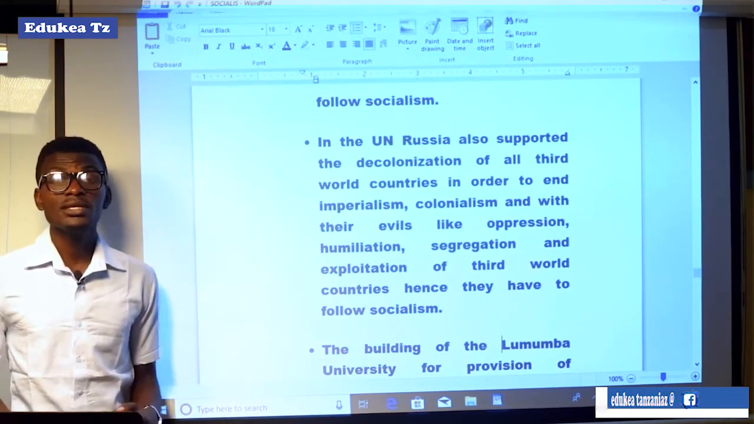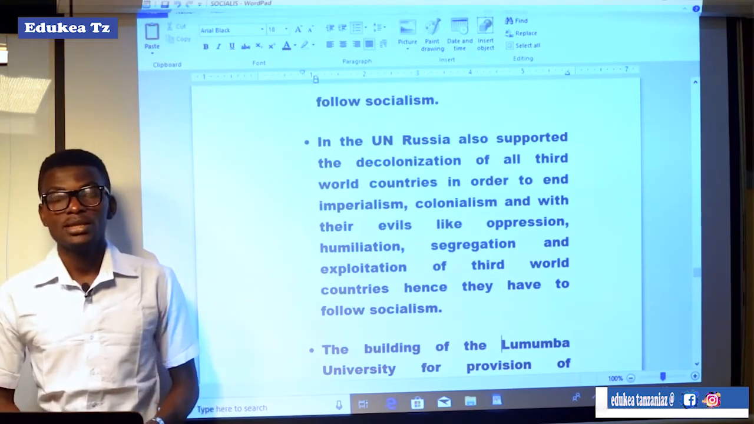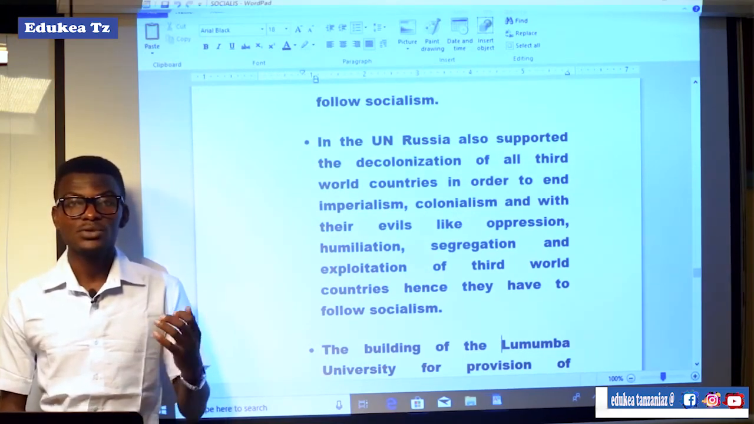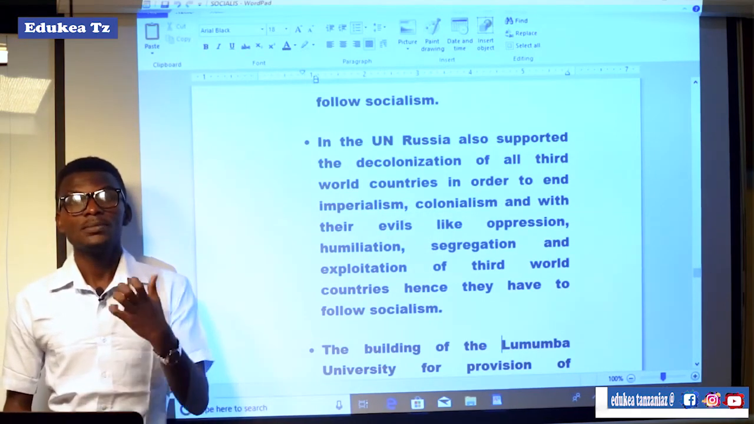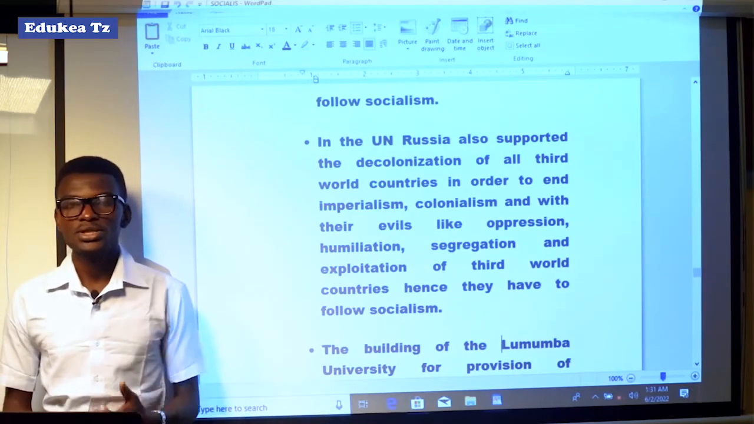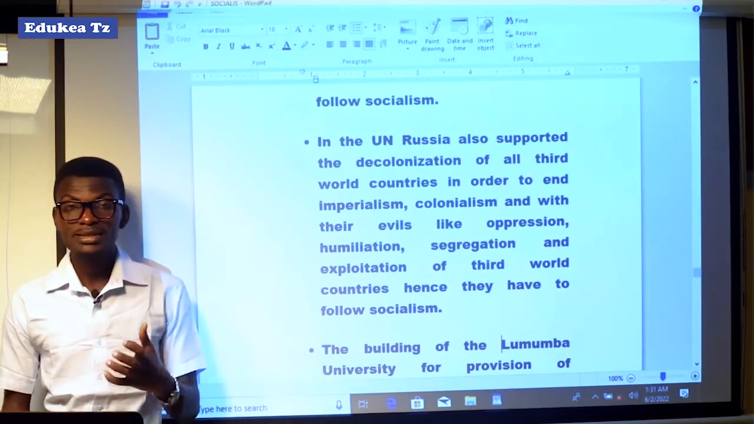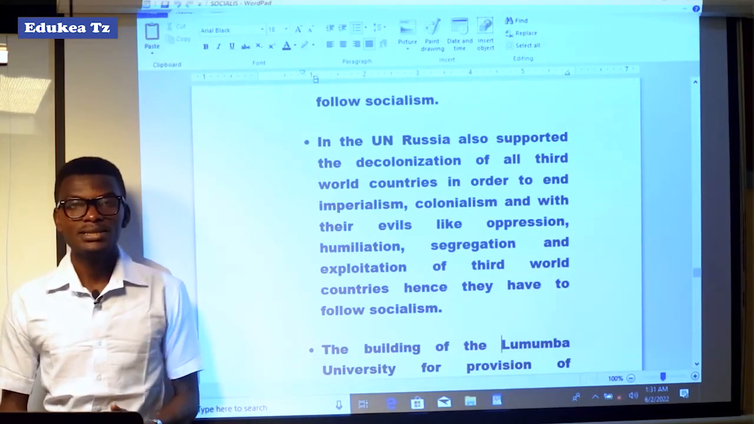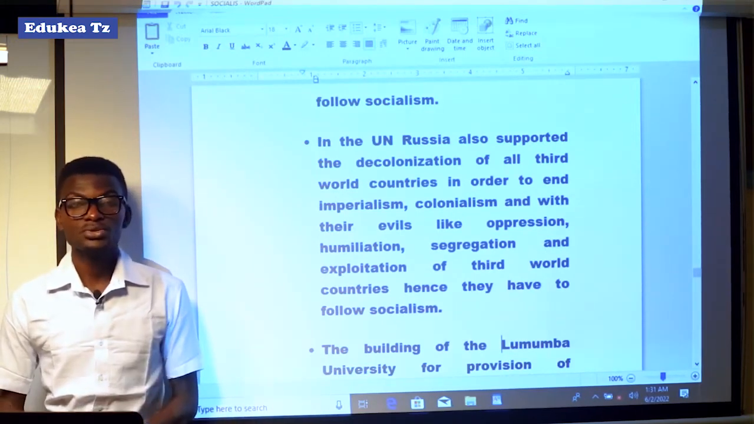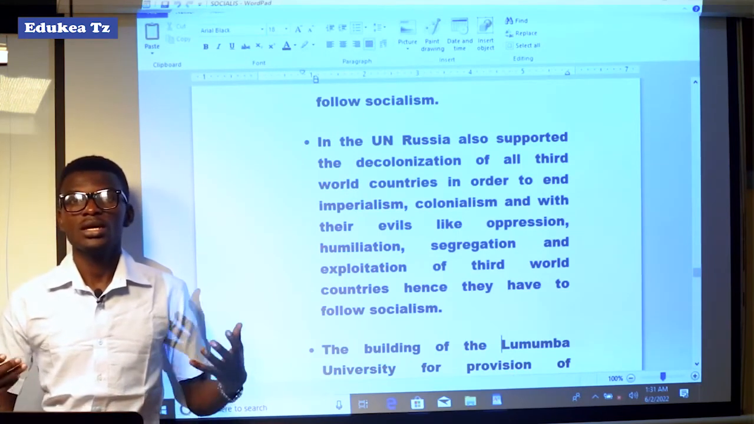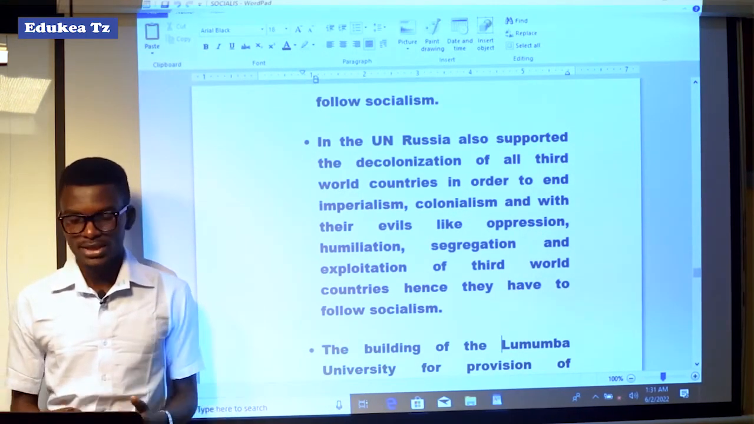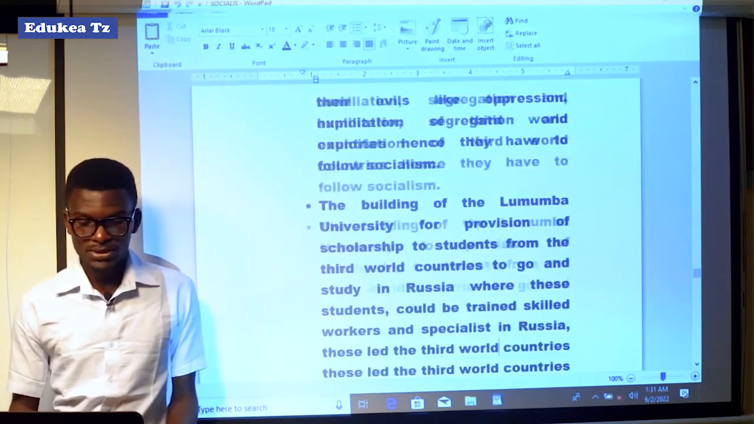It means that even during the international conferences or international organizations conducted under the United Nations and other international meetings, Russia was the frontline ensuring that she represented the third world countries against the colonial masters who were exploiting them, humiliating them, and segregating them under colonialism and imperialism. And thus, after getting their independence, those third world countries had to follow socialism, because socialism was the proper and better system of administration that was bringing unity in society. And that's why the third world countries followed socialism.